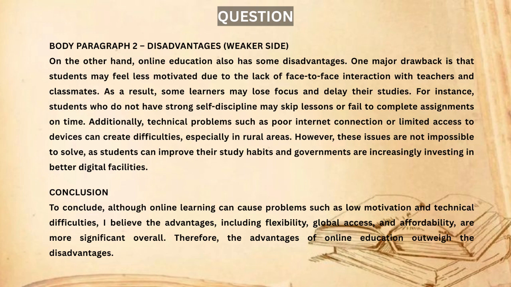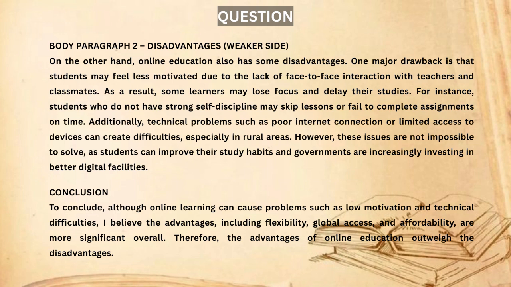Next, it adds another disadvantage, technical problems. Poor internet connection or limited access to devices can create difficulty, especially in rural areas. But notice the smart line. However, these issues are not impossible to solve. This is very important because it keeps the disadvantages weaker and supports the opinion that advantages outweigh.